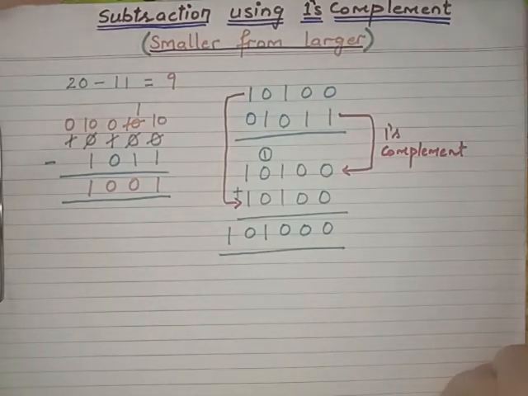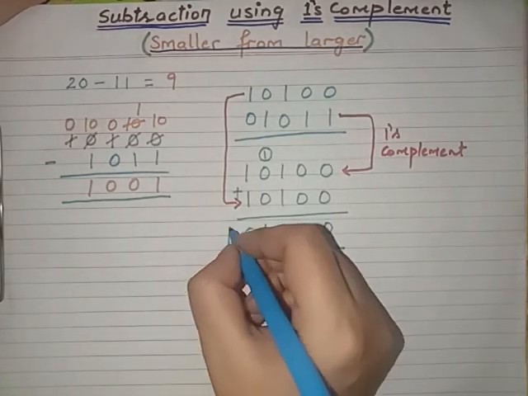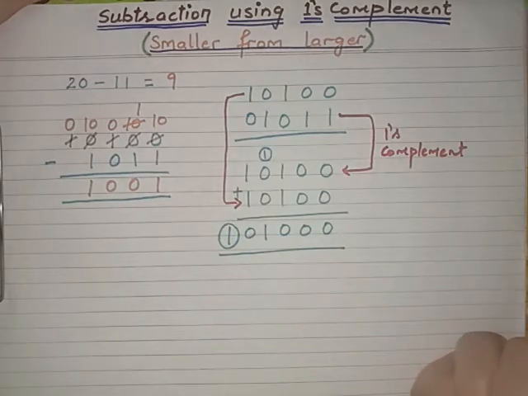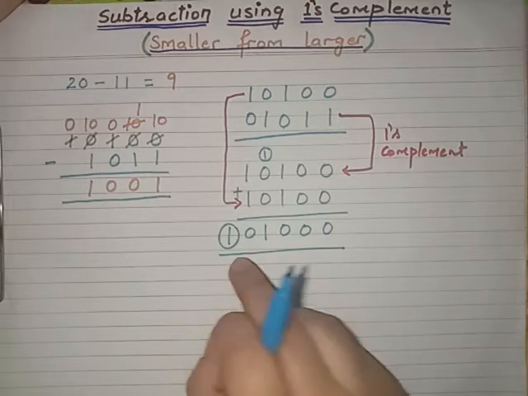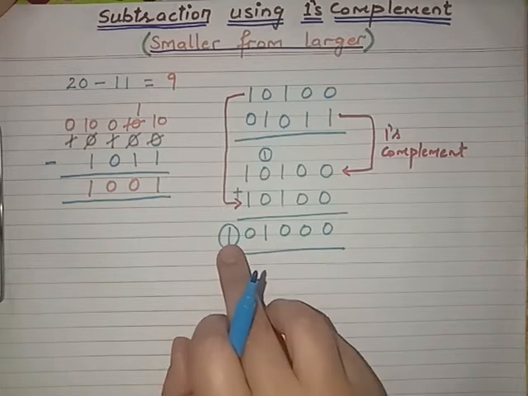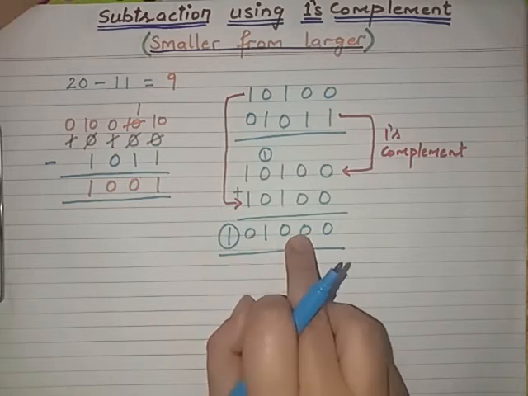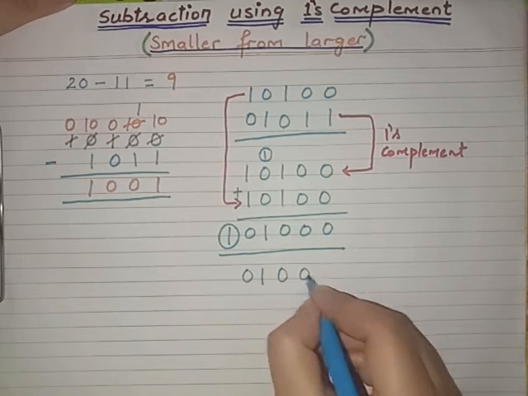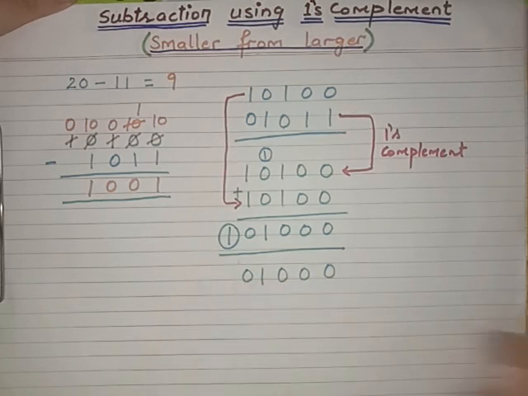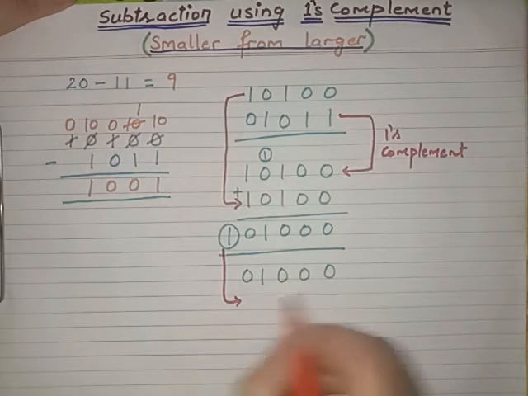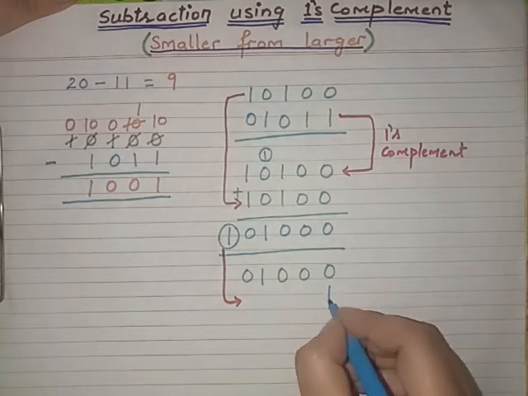In the result you can see that here we are getting a carry. So if at the end we are getting a carry in the result, we have to add this carry to the result itself. So I am writing this result, that is 01000, and I have to add this carry to it.